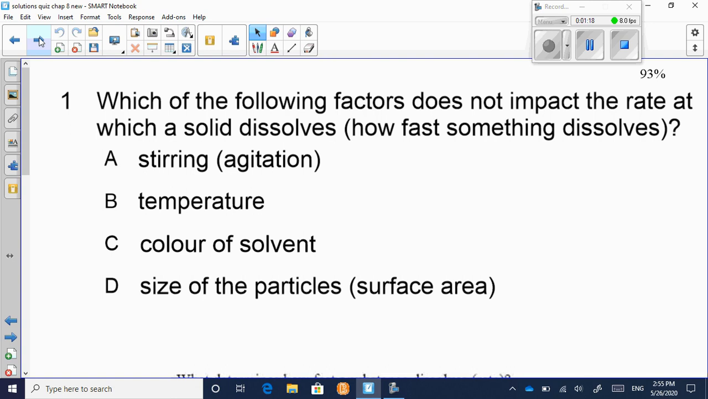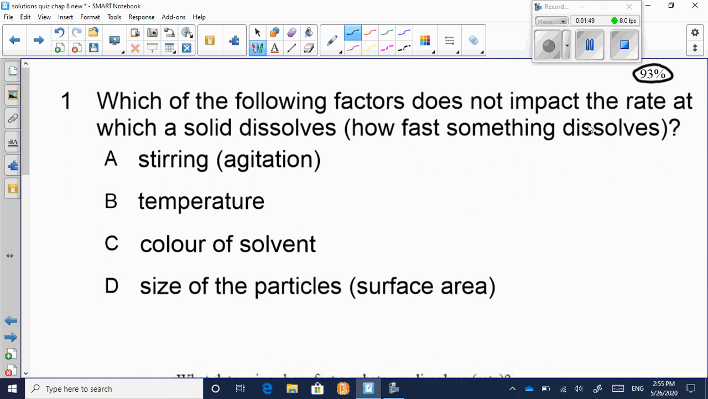Question number 1 says, which of the following factors does not impact the rate at which a solid dissolves? Or in other words, how fast something dissolves. Right up in the top corner here, I've put down what percentage of you got this question correct. So 93% of you that tried the quiz got this question correct. So this was obviously a pretty straightforward one.